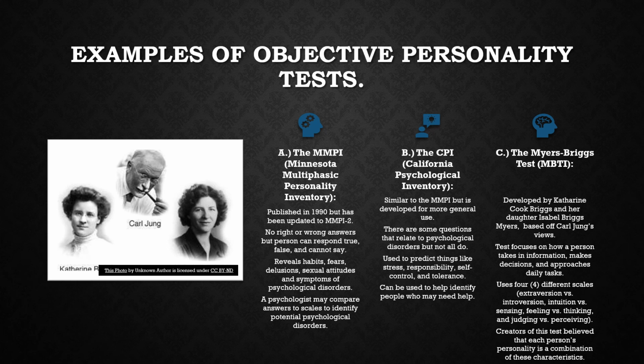The test focuses on how a person takes in information, makes decisions, and approaches daily tasks. It uses four different scales: extroversion versus introversion, intuition versus sensing, feeling versus thinking, and judging versus perceiving. The creators of this test believed that each person's personality is a combination of these characteristics.